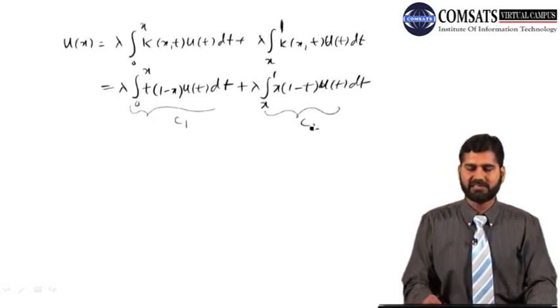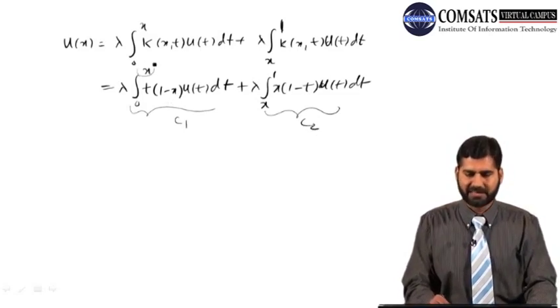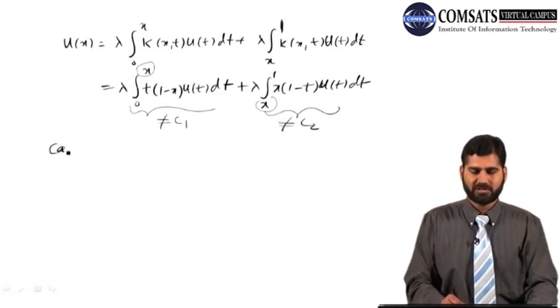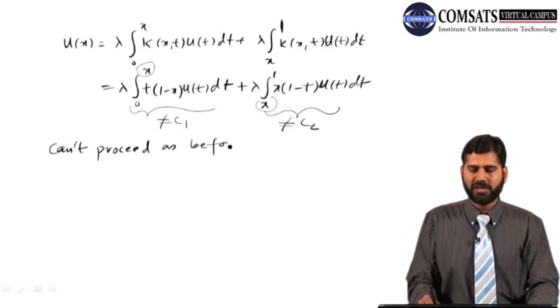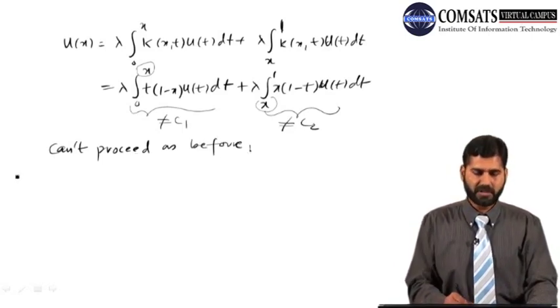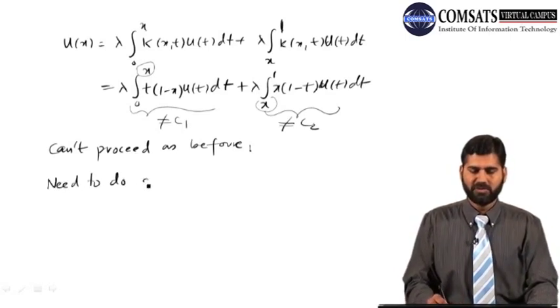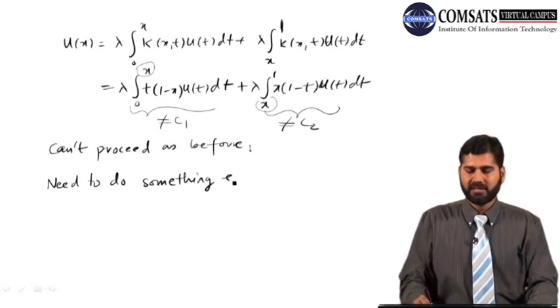So if I want to proceed in the same manner by calling this C1 and calling this C2, we cannot do this. The reason is, here you are having x in the limit. If x is in the limit, this is not a constant. So this is not a constant, this is not a constant. We cannot proceed as before. So we need to do something else.